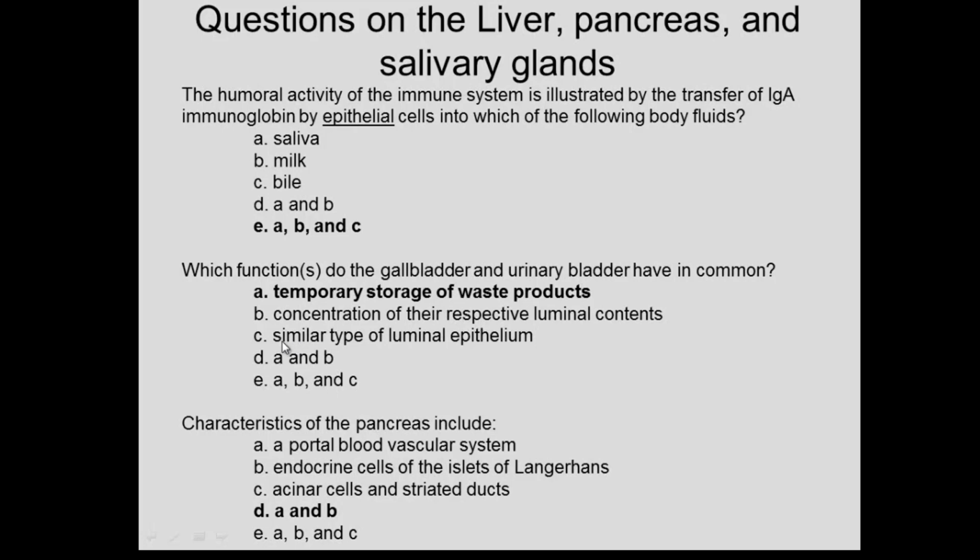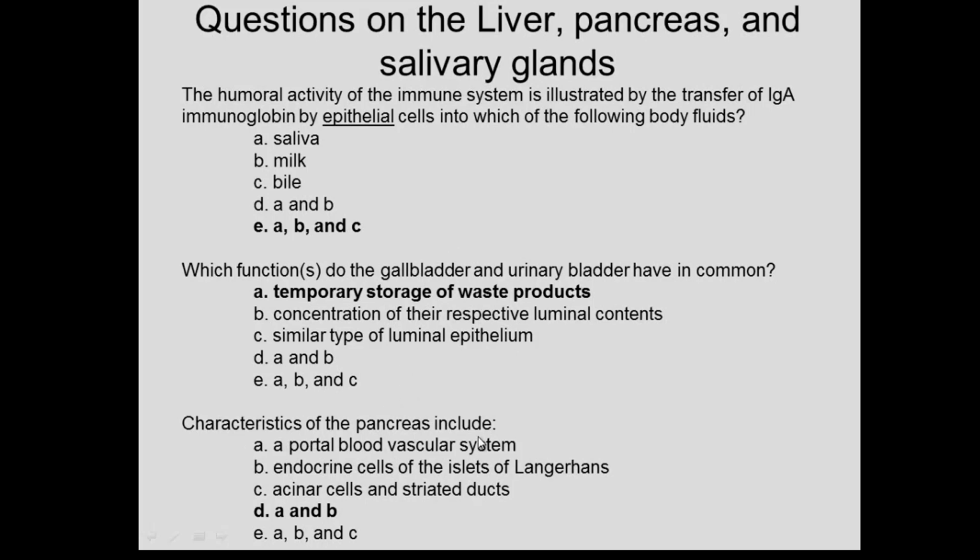The bile is, I should say. Also, do they have a similar type of epithelium? No, they're not similar. You have transitional epithelium in the urinary bladder, and simple columnar in the gallbladder.